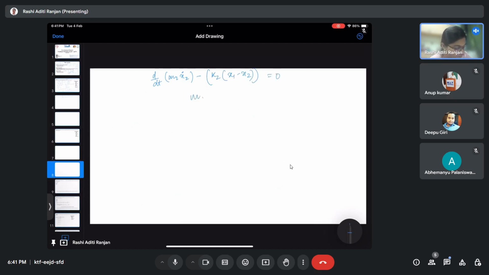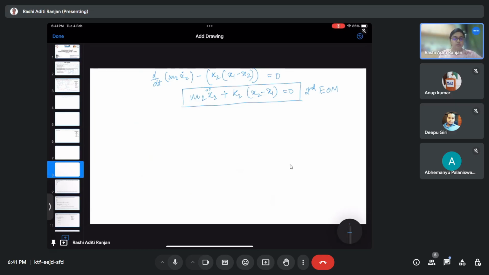So we'll have the equation of motion as m2 x2 double dot plus k2. Okay, we have changed from x1 minus x2 to x2 minus x1. Okay, so it will be a plus over there. So this is my second equation of motion. Okay, I hope it is clear. So these are the two equations that I have obtained from the Lagrange equation. Okay, now what will I do?